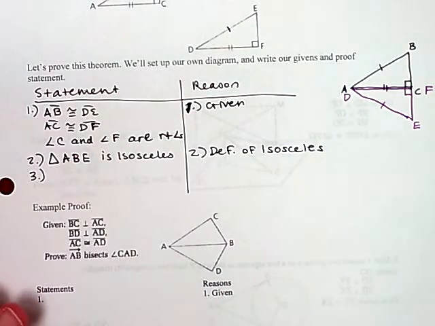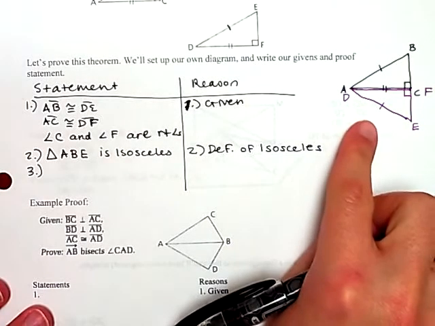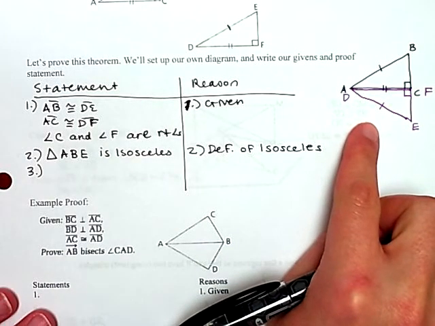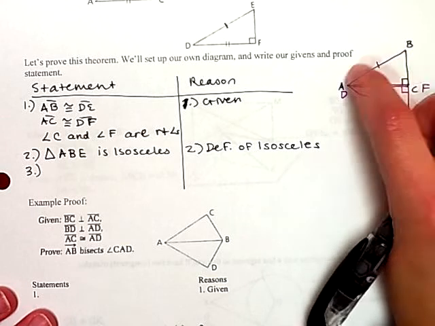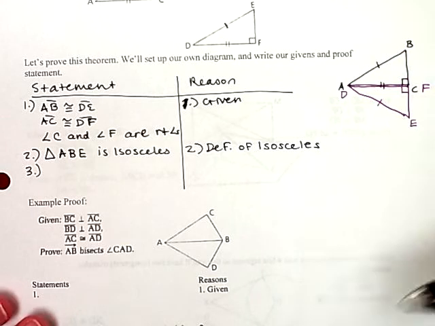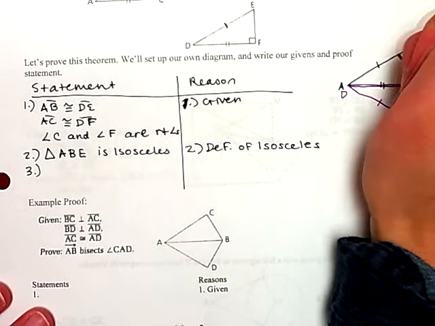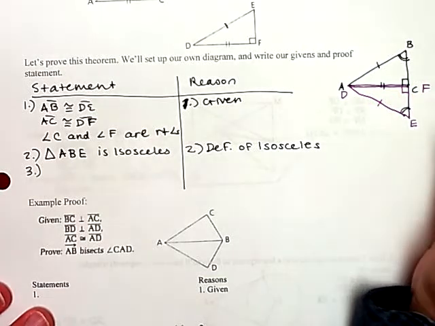And then step 3 is, well, if the bigger triangle is isosceles, then I know that angle E should be congruent to angle B, because if I have two sides congruent, then I know these two bottom angles are congruent. And that's going to allow me to then show the triangles are congruent.